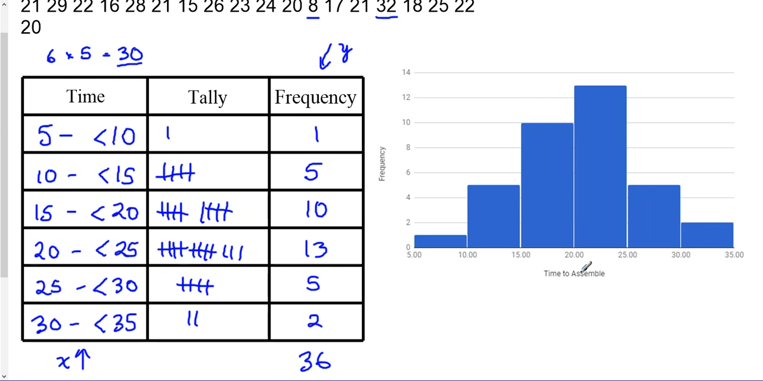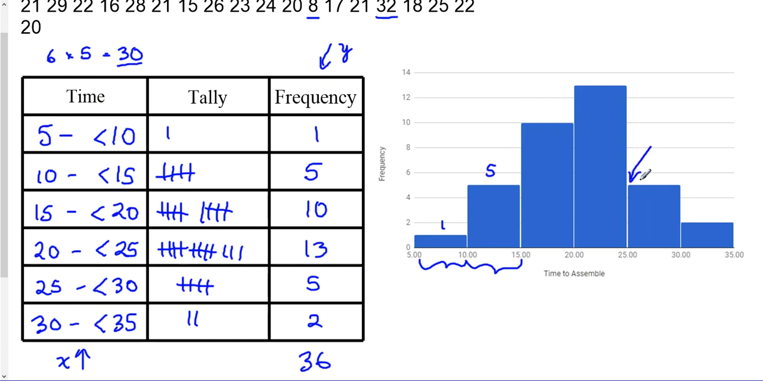Across the x-axis I've got time to assemble. I've got my interval here that starts from 5 and goes to 10, another interval that goes from 10 to 15, and so on. On the y-axis here is frequency, so I've got 1 here, 5 here, and so on. Notice that on our histogram here, our bars are right up close to each other.